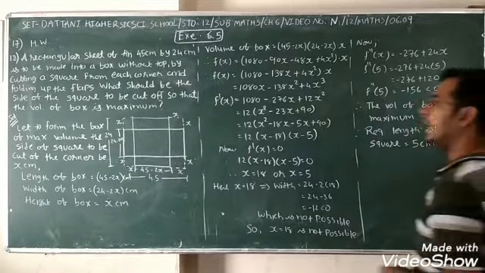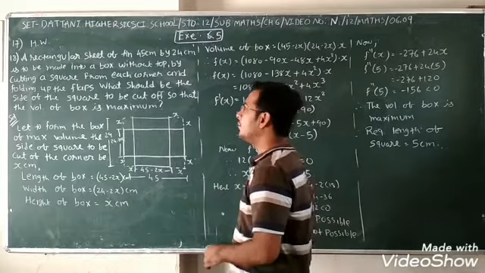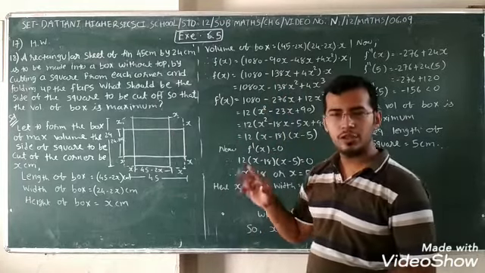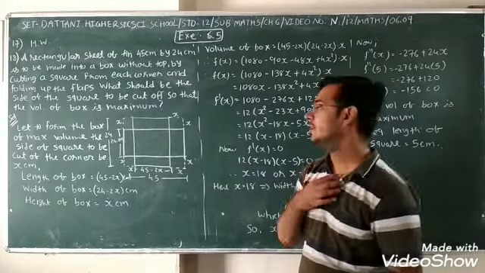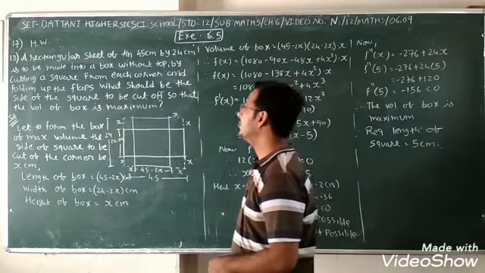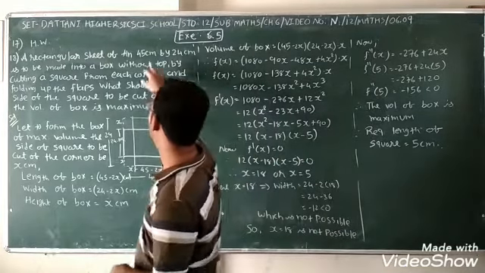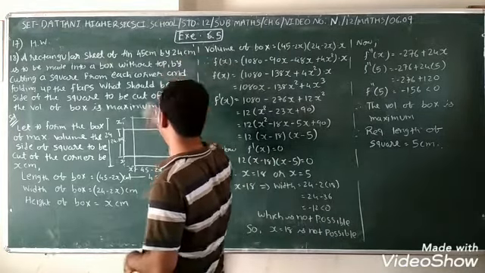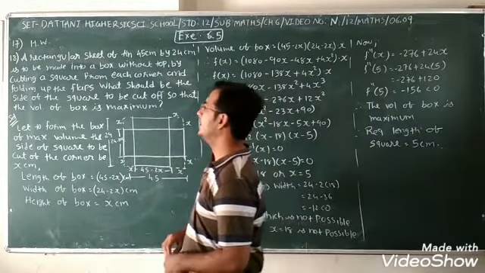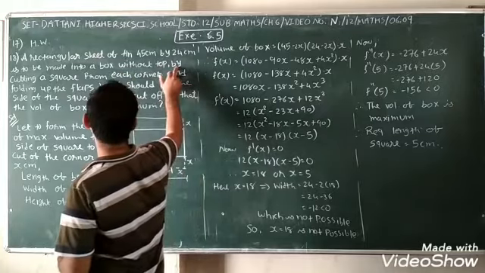Sum number 18. Okay, 17 you have to perform at your home, because 17 and 18 are both the same sum. There is a minor change in the value. So let's start. 18: a rectangular sheet of 45 cm by 24 cm. It means length 45, width 24 cm, is to be made into a box without top.